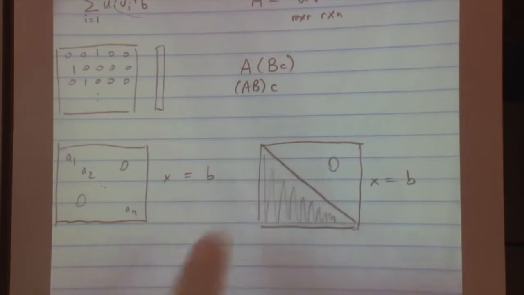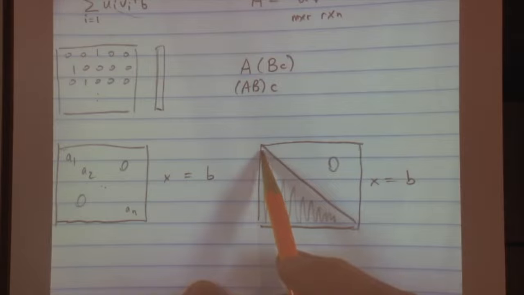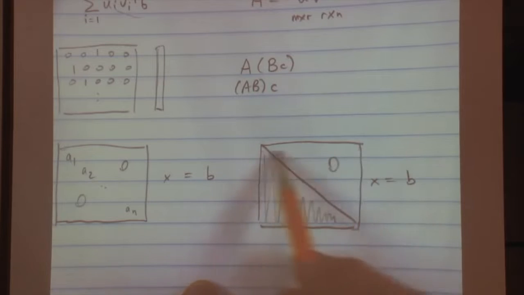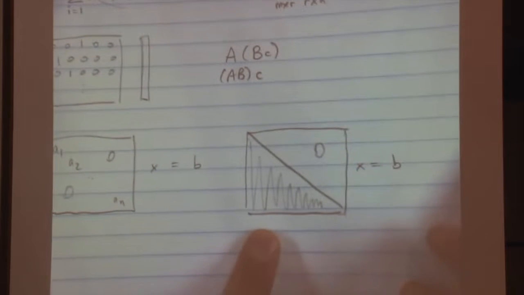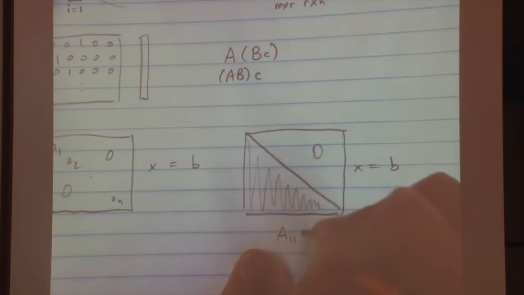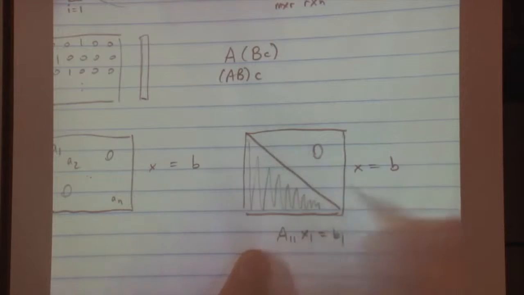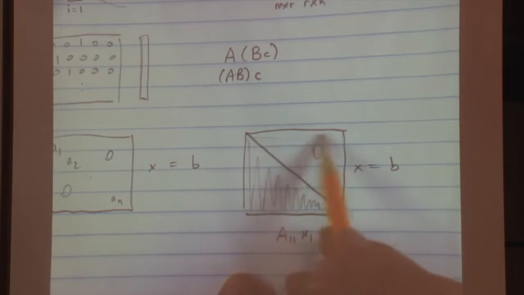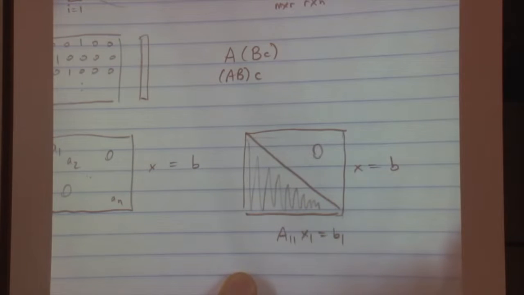Suppose we want to figure out the first element of x. We realize that's only specified by a linear system in x1. This tells us that a11 times x1 equals b1, because every other element in the first row of A is 0. So it tells us that x1 is equal to b1 over a11.